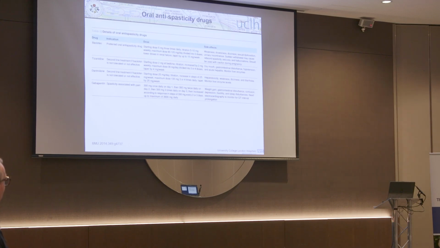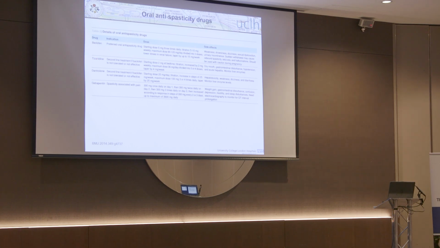Tizanidine is also a drug that reduces stiffness. It's probably got rather more side effects than baclofen, so it's a sort of second-line treatment, but we can use that as well. And then there's dantrolene. I don't think we really use that very much in the UK anymore. But gabapentin we probably use more.